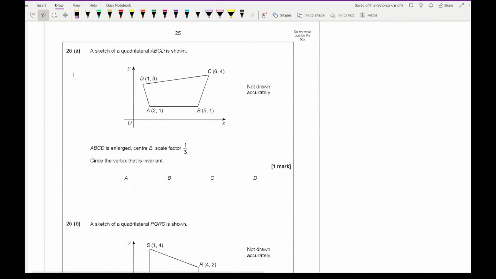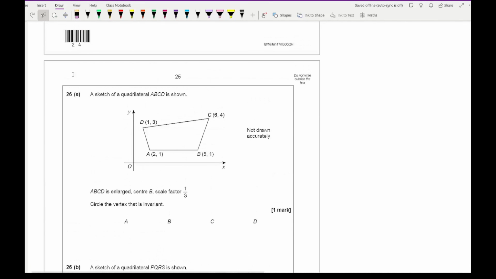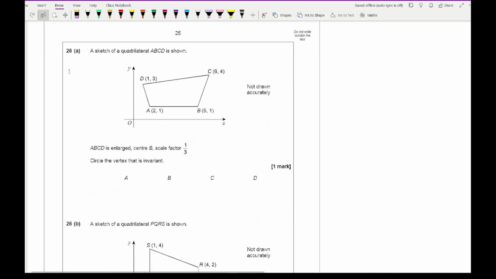So then moving on to question 26a, it says a sketch of a quadrilateral ABCD is shown, and ABC is enlarged by a scale factor of a third. Circle the vertex that is invariant. Now invariant means that it does not move. So here, if the center is at B, then which one is not going to move? Well, clearly it's going to be B, because that is going to stay the same.